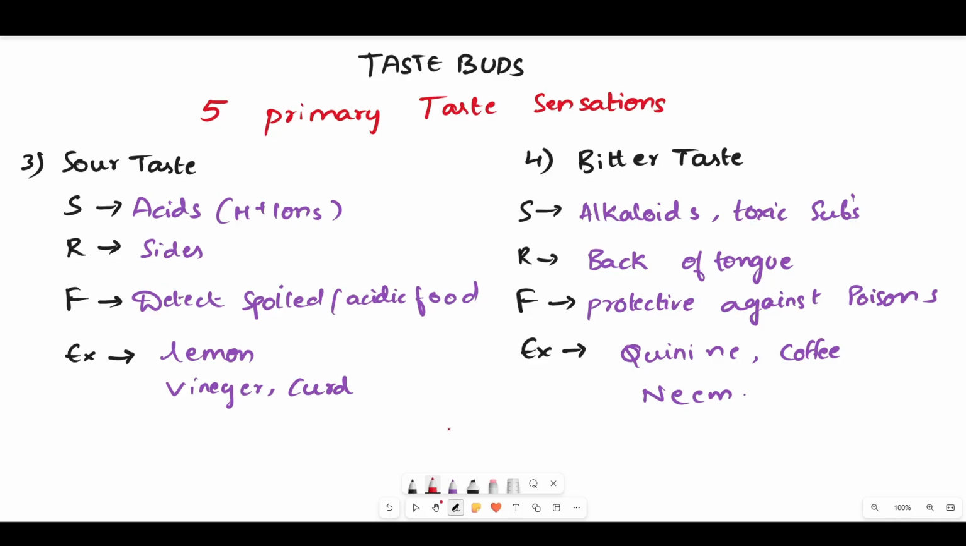The next taste is the bitter taste. Here the stimulus is alkaloids or toxic substances. These receptors are mainly present at the back of the tongue. The function is acting as a protective agent against poisons. The examples are coffee, quinine, and neem. This bitter taste is sensitive and protective in function.